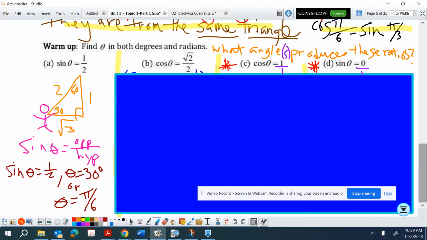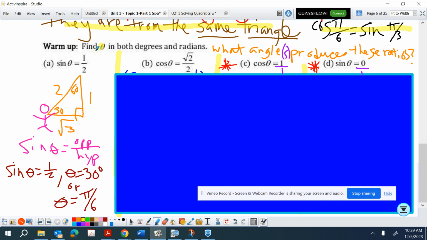Okay, last part is, this says warm up, but I'm going to do it since I'm on this page here. So it asks, find the degrees in both, find the measurement of the angle. That's what this theta means here. Theta means find the angle. Remember, it's just like log. The answer to a log is an exponent. The answer to a sine, cosine, tangent, etc., that's a ratio.